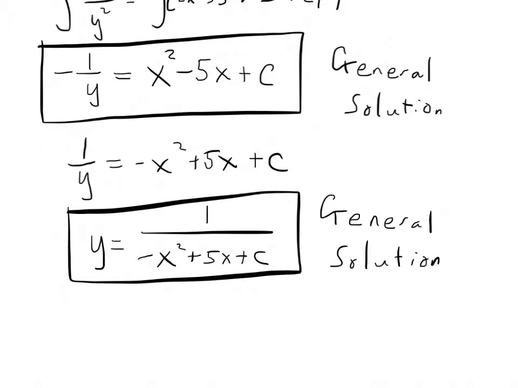If the problem asked for a particular solution, they would have to have given you a point. If they had said find the particular solution passing through 1 comma negative 2, well then you'd plug in negative 2 for y, you plug in 1 for x, and solve for c, and you'd have your particular solution. I'm not going to do that in this problem because you'll get a chance to see that in the next example, the last example that I have in this lesson.